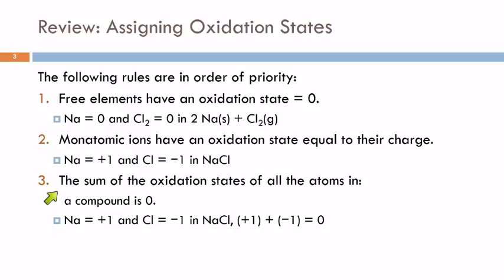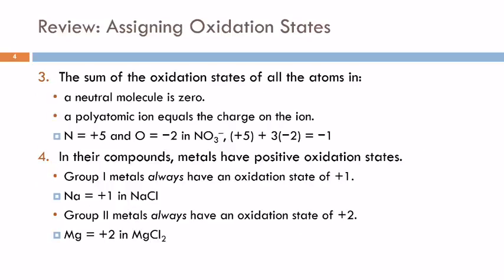The sum of the oxidation states of all the atoms in a compound is 0. So if we've got sodium chloride, we know that the oxidation states for these two ions have to add up to 0. If we have a polyatomic ion, then the sum of the charges has to equal the charge on the ion. So in nitrate ion, overall it has a -1 charge. The sum of the oxidation states for everything in it has to add up to -1. If you have a neutral molecule, the oxidation states add up to 0.